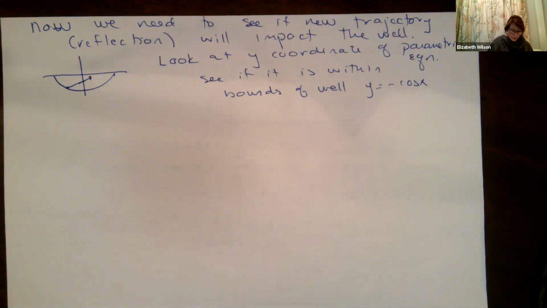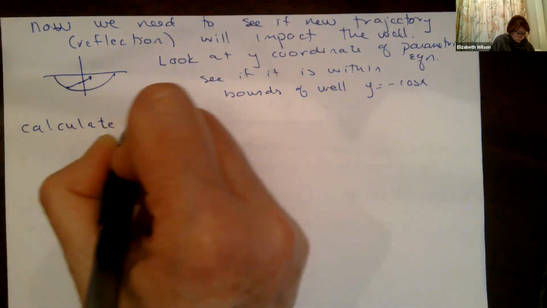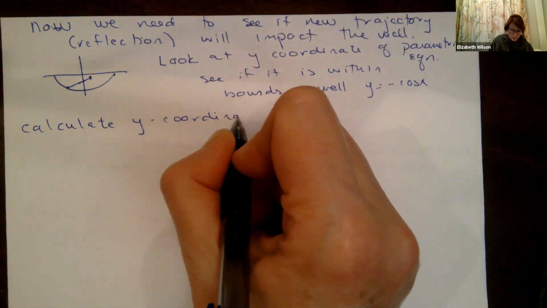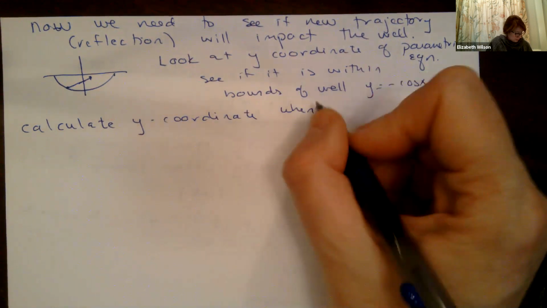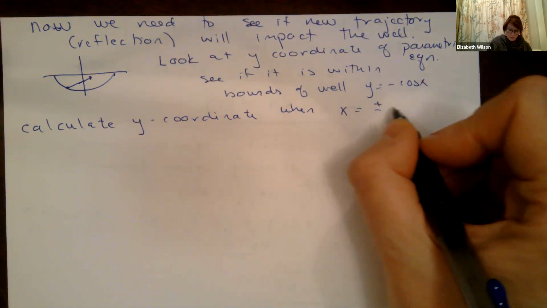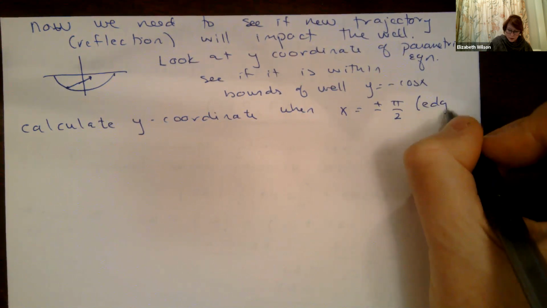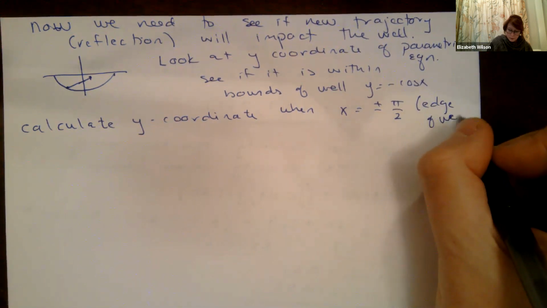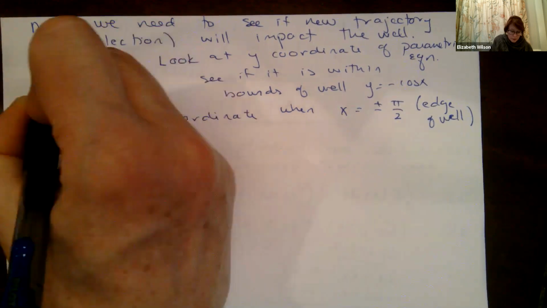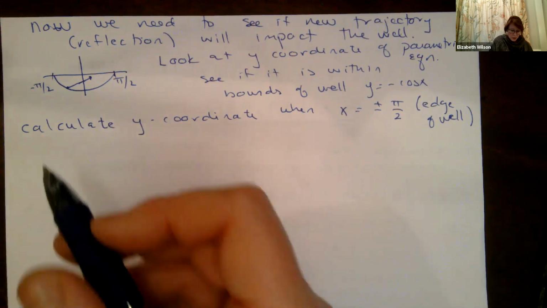So what I need to do is calculate the y coordinate when x is equal to positive or negative pi over 2. This is our edge of the well. Okay, this was pi over 2. That was given at the very beginning, right? And see what happens. Okay, so I'm going to take my y coordinate.